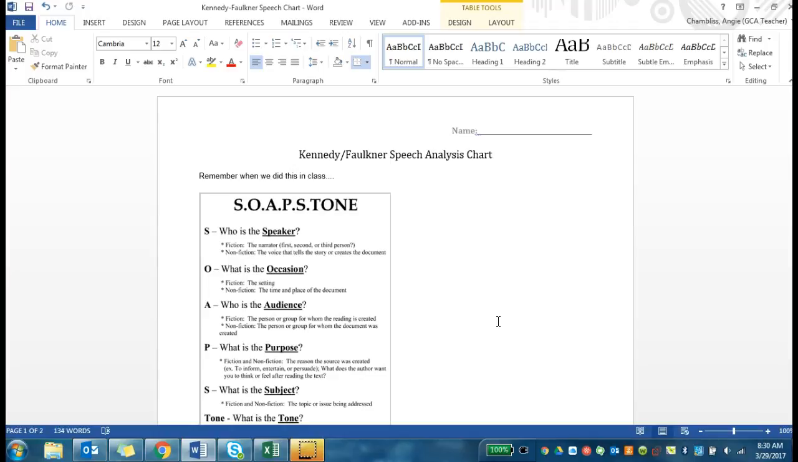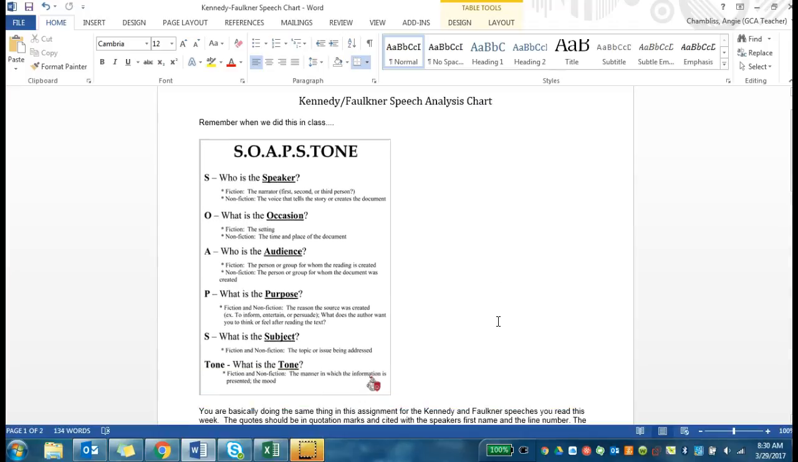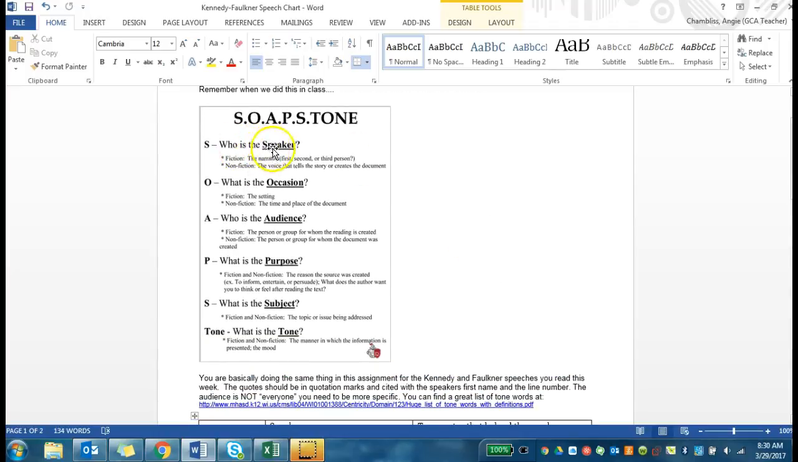Okay, we're going to go through our SOAPSTone. We're thinking about who our speaker is. We know these are nonfiction pieces, so it's the voice that tells the story or creates the document. What's the occasion? The time and the place. Why, when and where is this happening? Who is the audience? Who are they speaking to? Pay close attention to who they're talking to in their speeches.